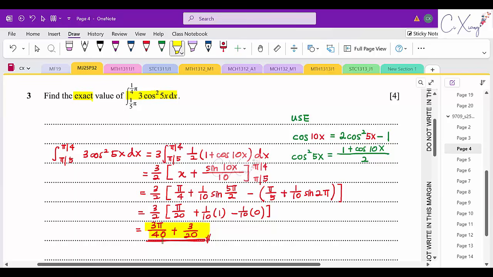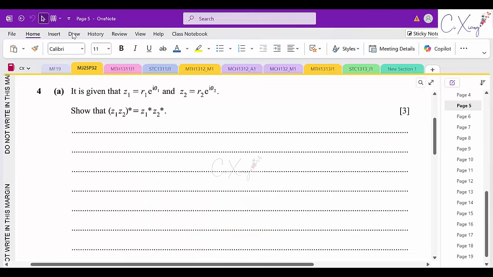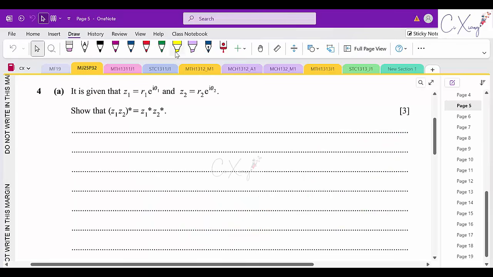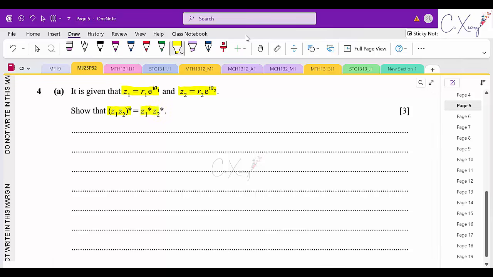Alright, yeah, so this is how we solve question number 3. Alright, so we are now at question number 4. We are given the complex number in the exponential form, z1 and also z2. And they want us to show that (z1 z2) conjugate equals z1 conjugate multiplied with z2 conjugate.